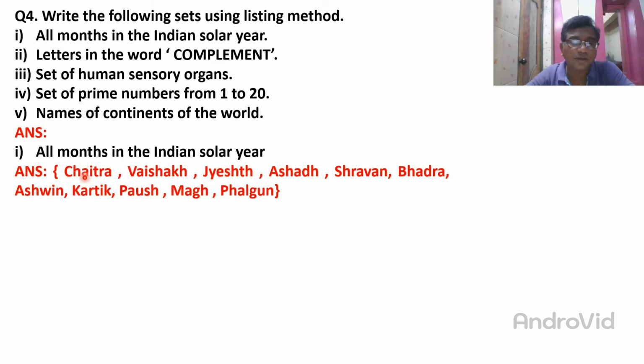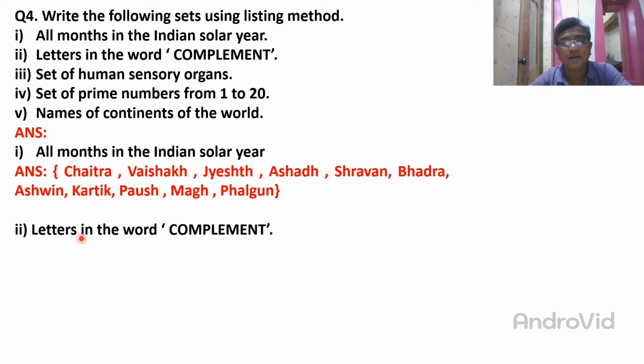Okay, so Chaitra, Vaishakh, each and every element can be separated by comma. Chaitra, Vaishakh, Jyeshta, Ashadh, Shravan, Bhadrapad, Ashwin, Kartik, Paush, Magh, Phalgun. This is the solar system year in the Indian. Do you understand? Okay.